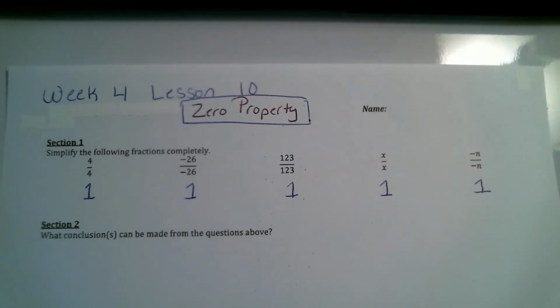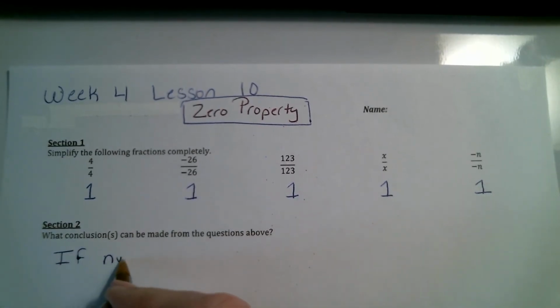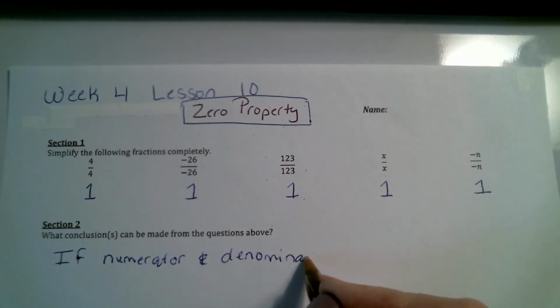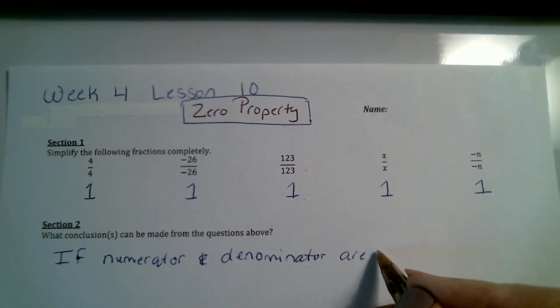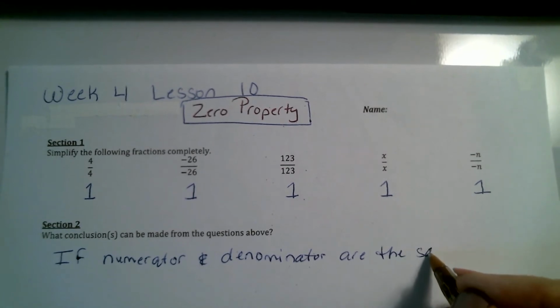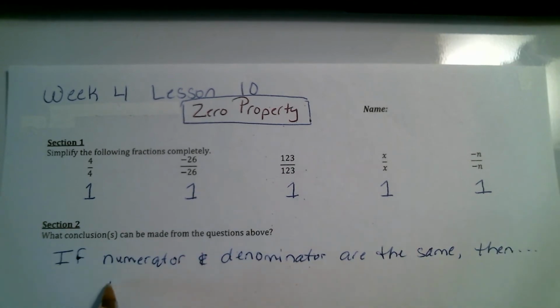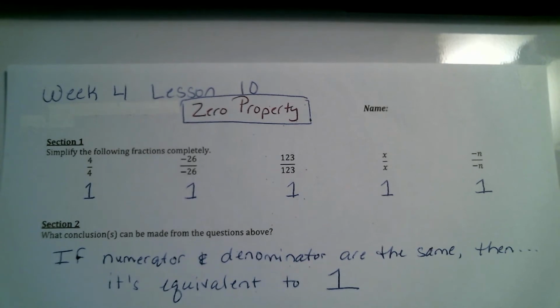So the conclusion that we can draw here, hopefully you see, is if the numerator and the denominator are the same, then what? It's equivalent to 1, right? It's the same as 1. So when the numerator and the denominator are the same, we're looking at a number that's equivalent to 1 whole.